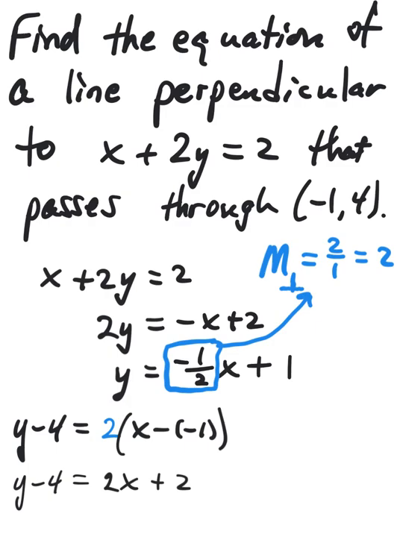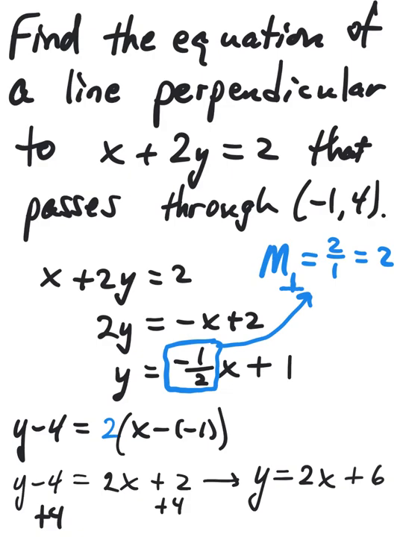Adding 4 to both sides, our slope's going to remain the same, 2x. And then when you add this 4, that's going to give you a y-intercept of 6. This line is perpendicular to the line given and also passes through the point negative 1, 4. Let's look on the next slide.